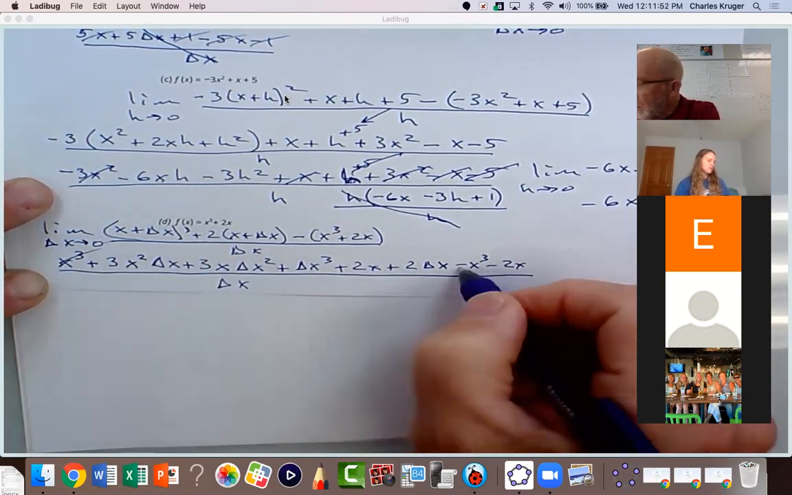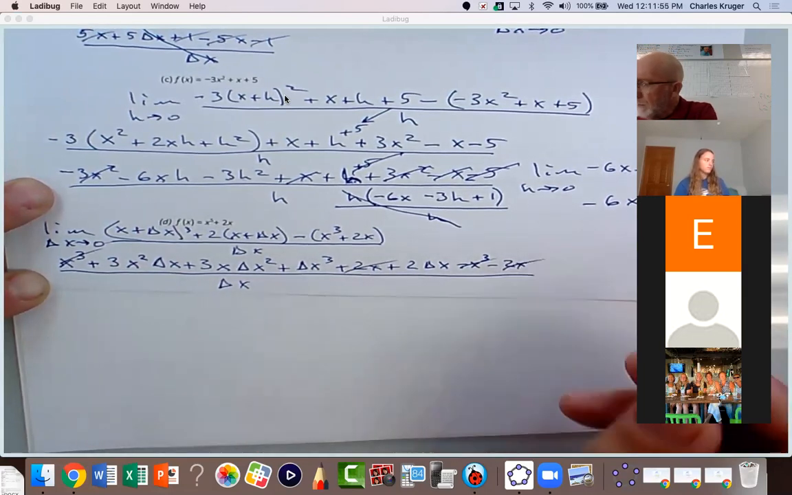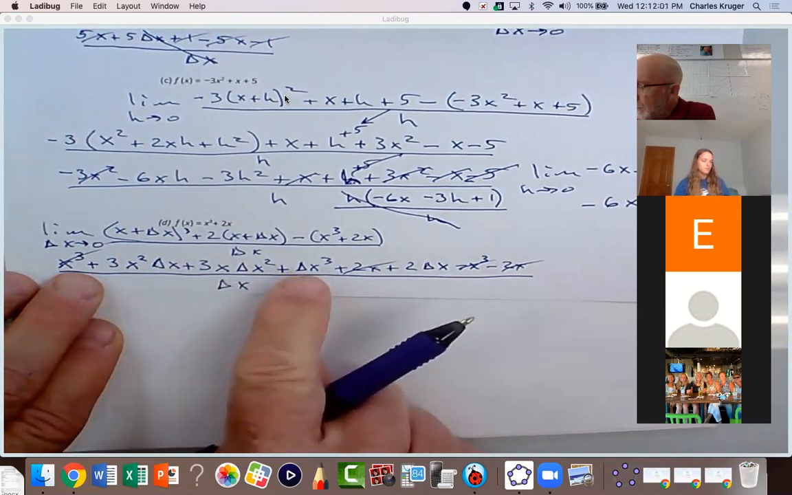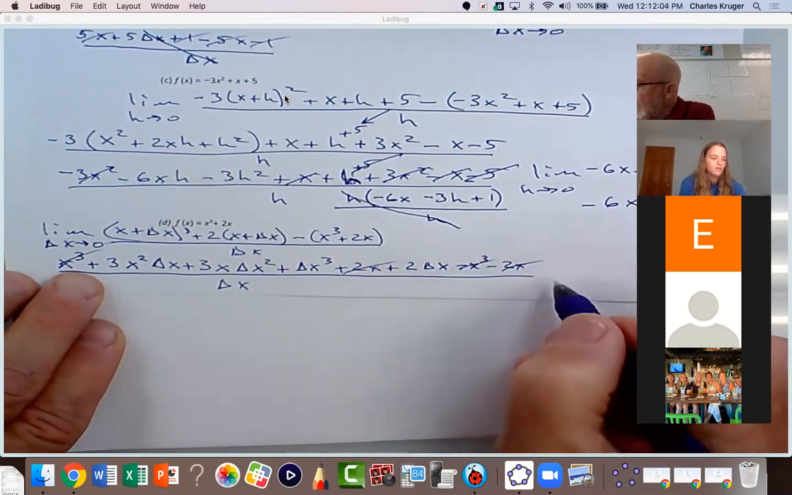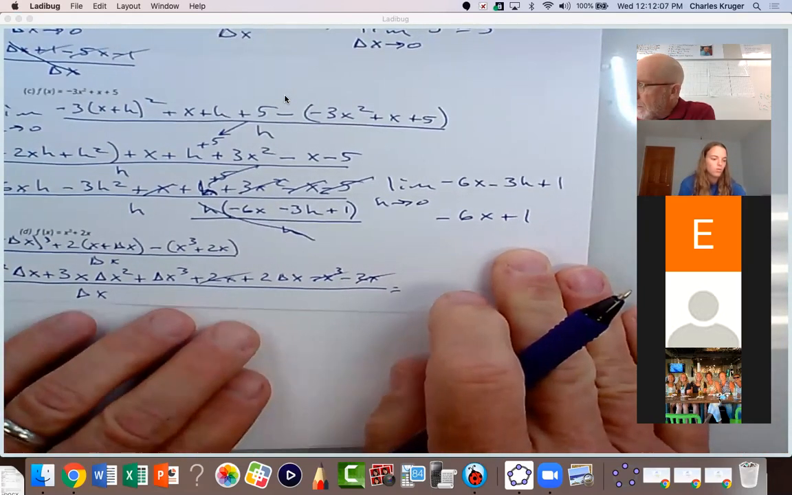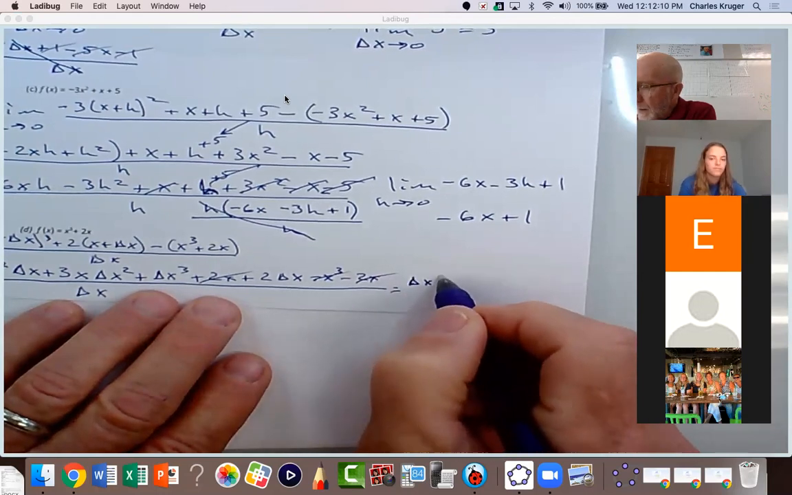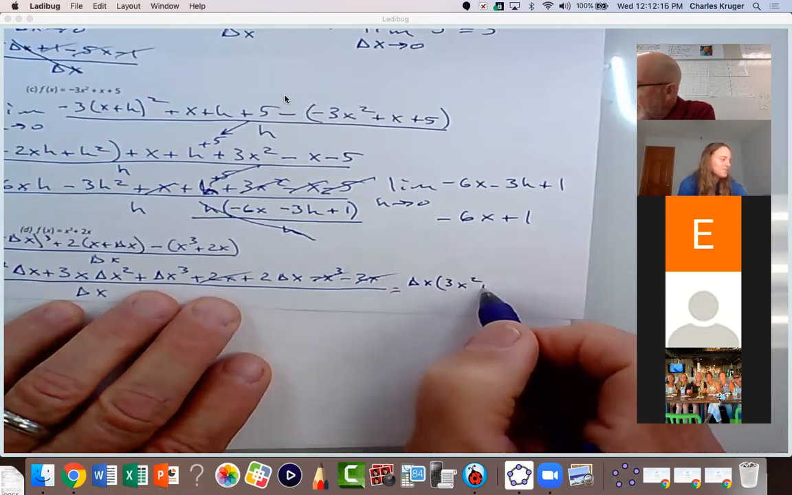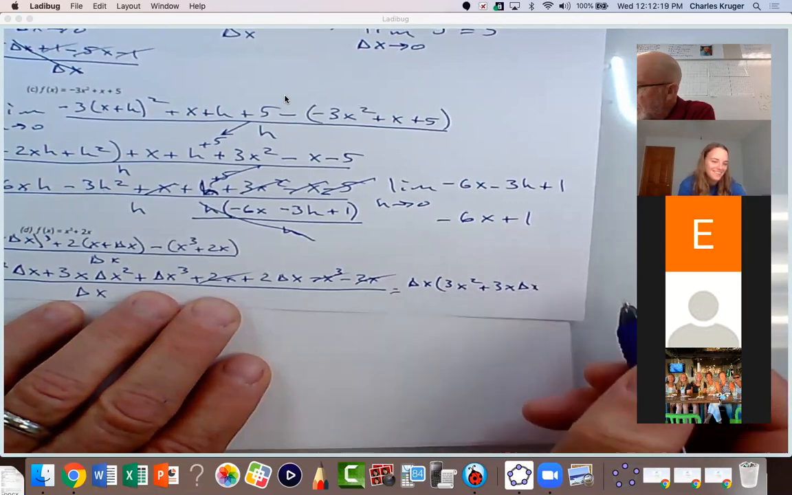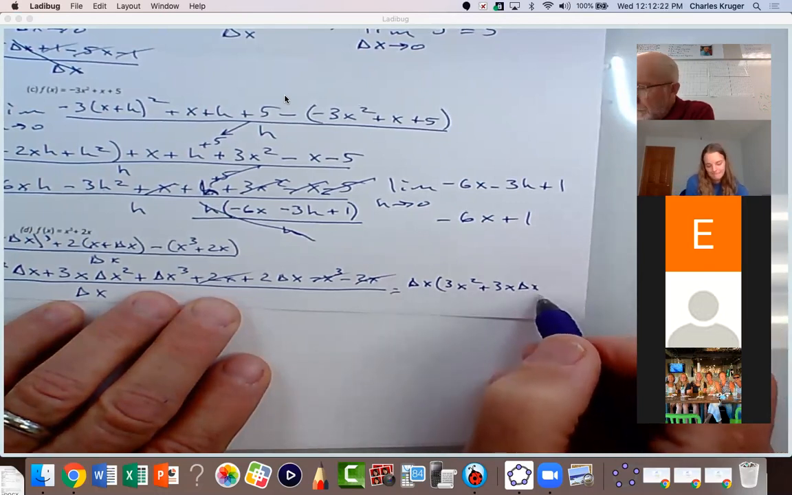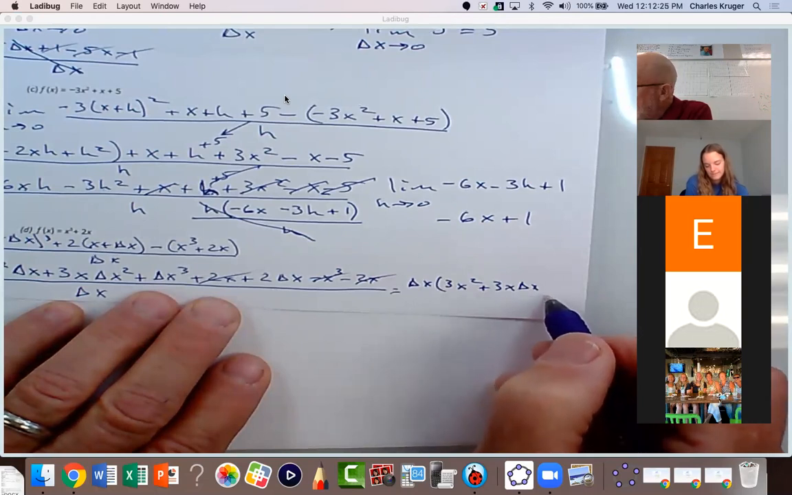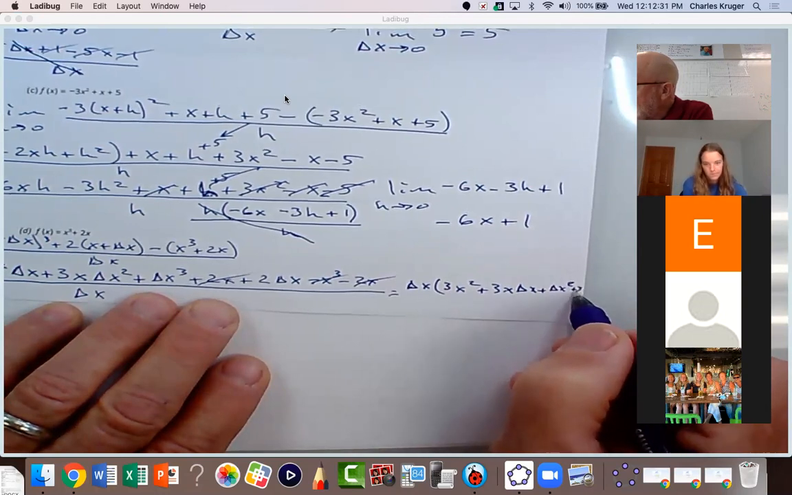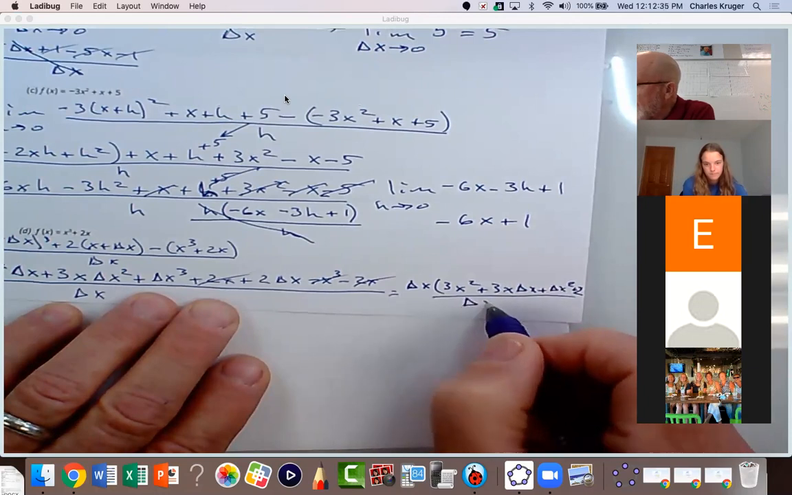So the x cubes are gone, the 2x is gone, and I'm left with 1, 2, 3, 4 terms. And I'm going to factor out a delta x, and I'm going to have 3x squared plus 3x delta x plus delta x squared. Sorry, I just had a brain pause there for a second. Plus 2, and did not give myself enough room over delta x.